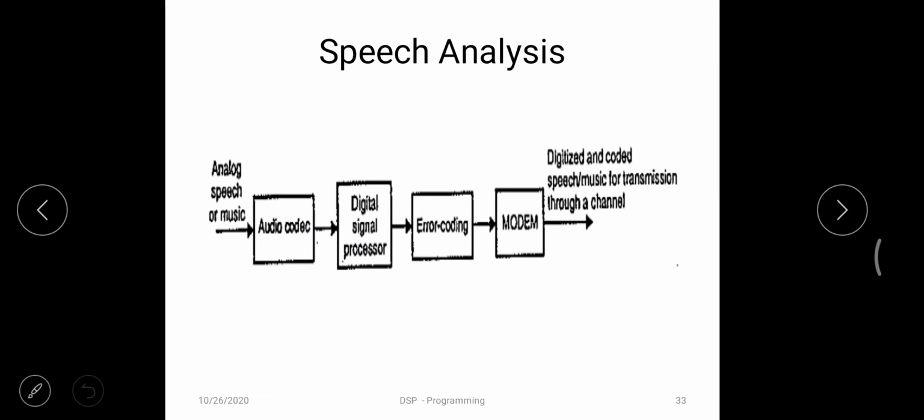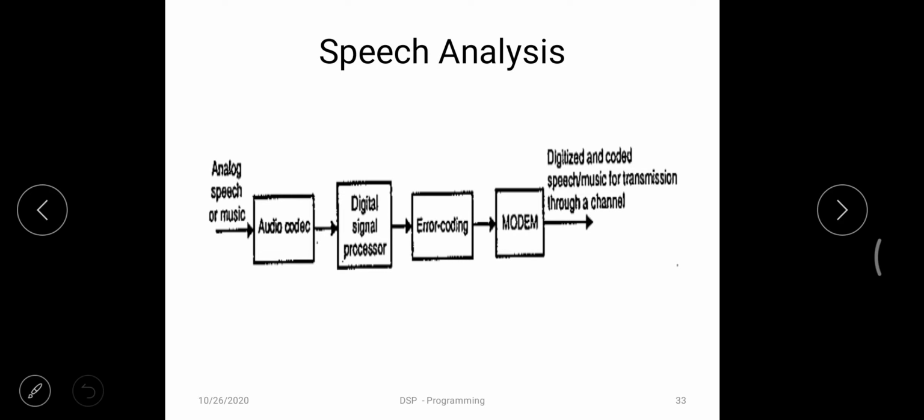For example, we'll take how to do speech analysis using DSP. Let me take an analog signal, that is our speech signal. It is continuous time in nature. Since we are going to process it in a digital signal processor, it is mandatory to convert the analog signal into a digital signal. So the analog signal is initially passed to the audio codec, which will convert your analog signal into discrete signals. That will be given to the digital signal processor for the operation on that speech.